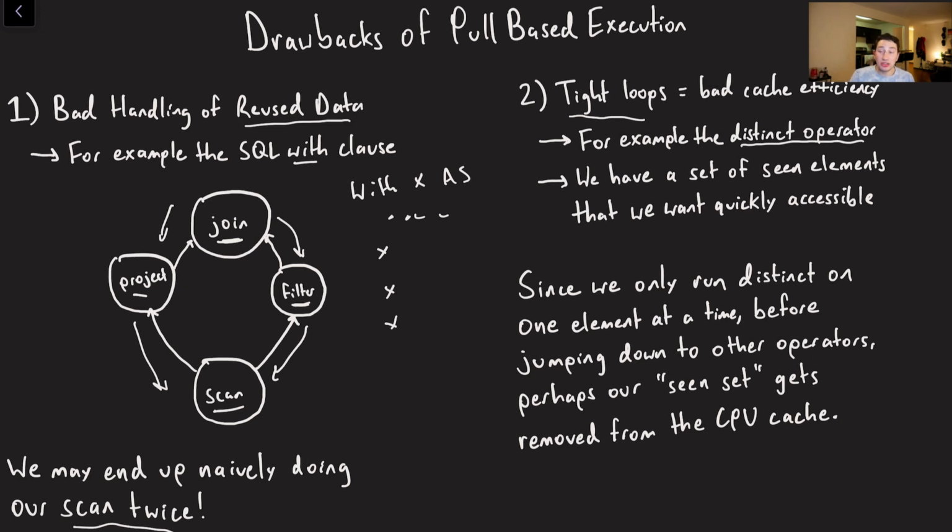Well, let's think about the distinct operator. The distinct operator is really just going to be maintaining a set of elements. We have to maintain a set of all the elements that we've seen, some sort of hash set. And we need that quickly accessible to be as fast as possible here. So it'd be great if we could have that in our CPU cache, so maybe our L1 or L2 or L3 cache. So if we're running the distinct operator over and over again, we know that we're going to keep using that seen set, and we're going to keep that set cached.